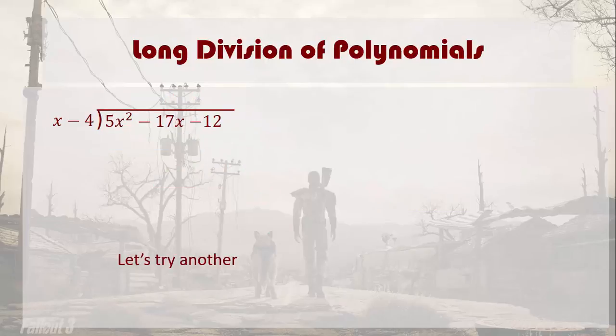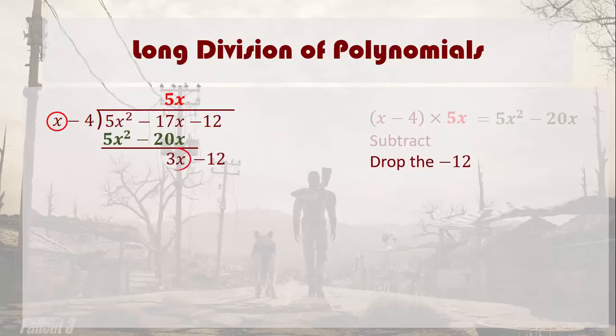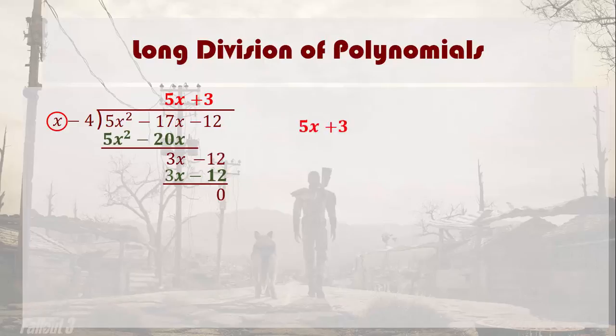Ready for another one? 5x squared minus 17x minus 12 divided by x minus 4. Why don't you try this one on your own? Pause the video and give it a try. All right, what do we multiply x by to get 5x squared? We multiply by 5x. What do we get? 5x squared minus 20x. Subtract them. You get 3x. What do we multiply x by to get 3x? Multiply by 3. And we get 3x minus 12. Subtract them. Once again, we have a remainder of 0. 5x plus 3 is our answer. 0 is our remainder.